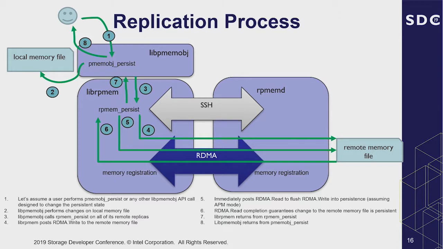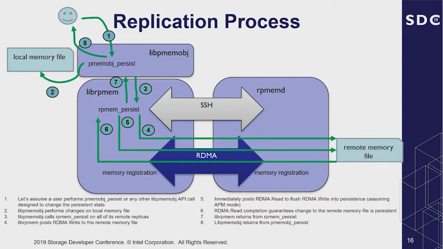Once the initiator communication is established, then the replication process is triggered whenever there's a write or a change to the PMEM obj persist API. There's a call, or a change that's made to the libpmemobj object block.